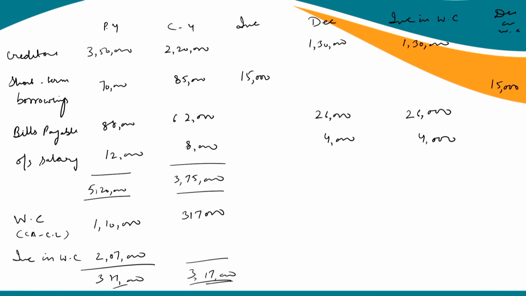Now going for the change in working capital, the total of increase column in the working capital is showing a total of 2,90,000 after comparing it with the decrease column, we found the same difference of 2,07,000. So this is how you can easily prepare the statement of change in working capital.